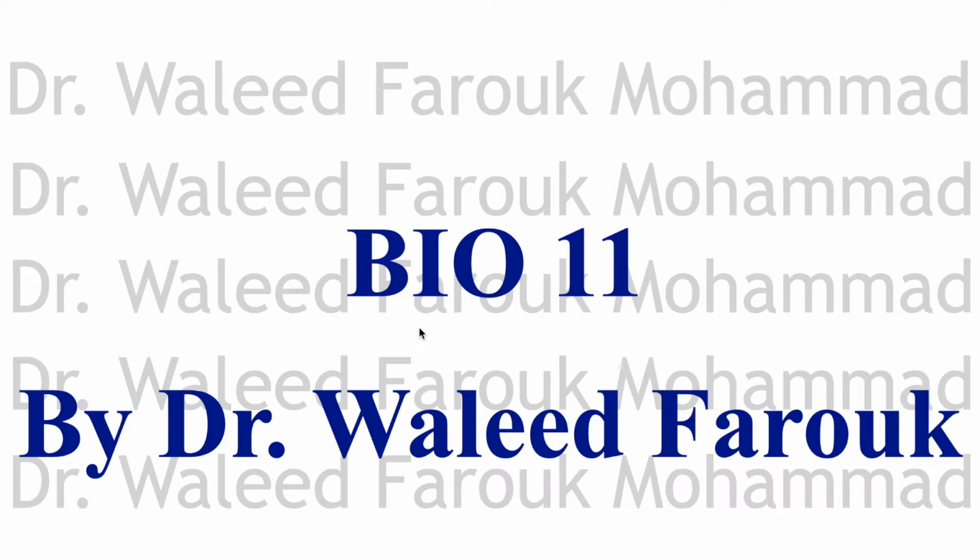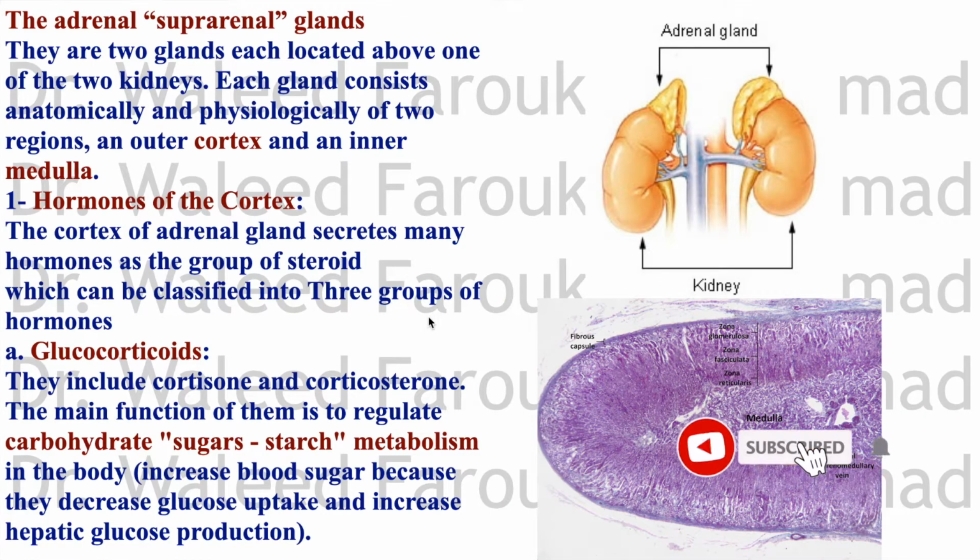In today's lecture, we'll continue our talk about the endocrine system and hormones. So let's begin. In the last two lectures, we talked about the pituitary gland, the thyroid gland, and the parathyroids. Today we will talk about the suprarenal or the adrenal glands.